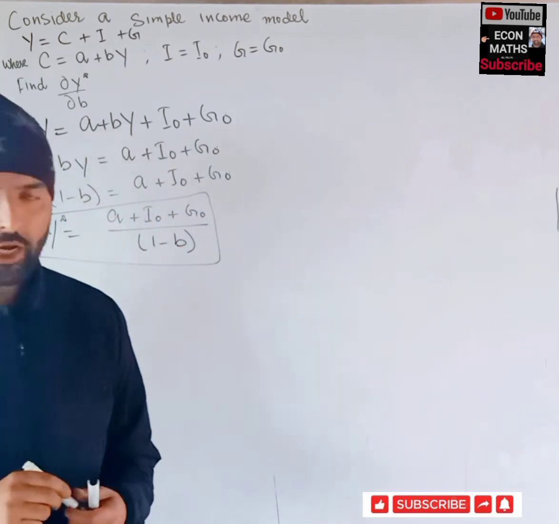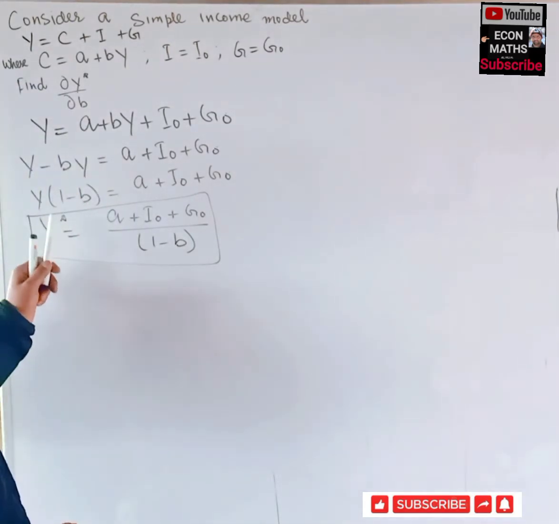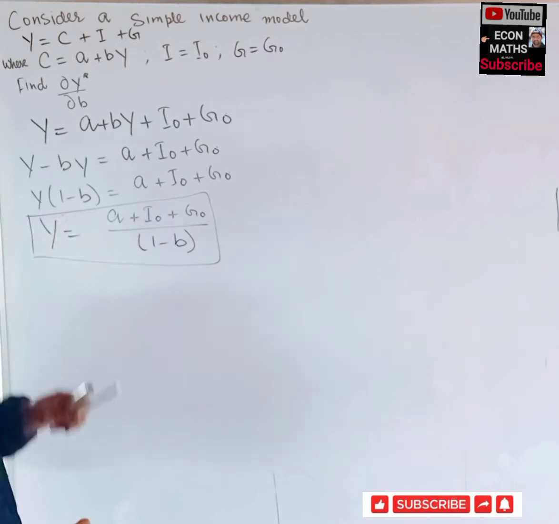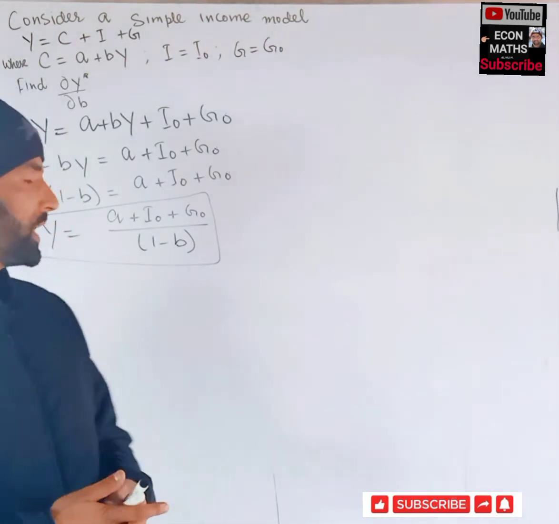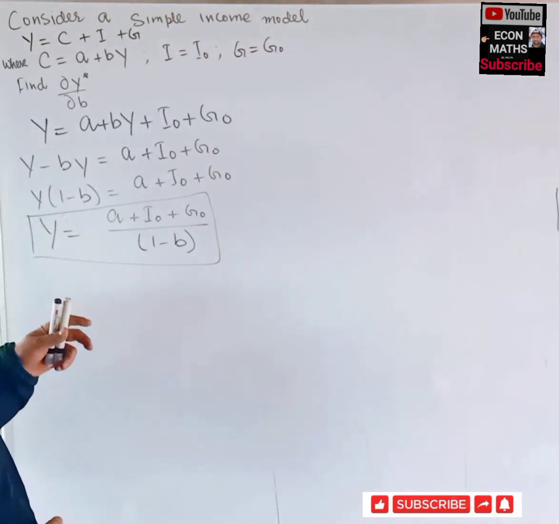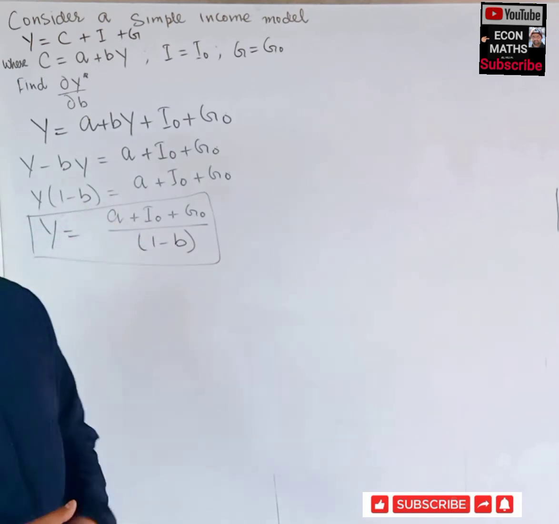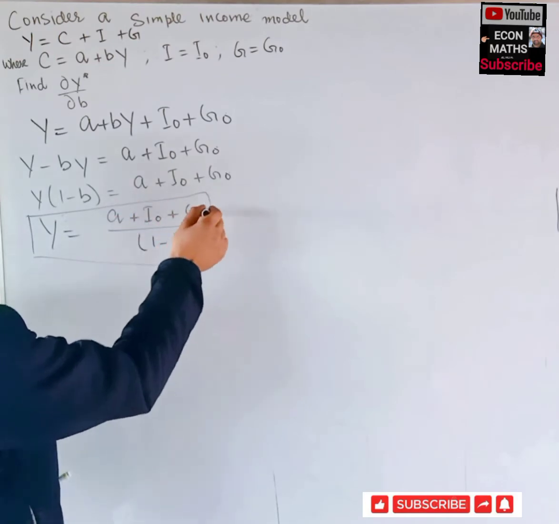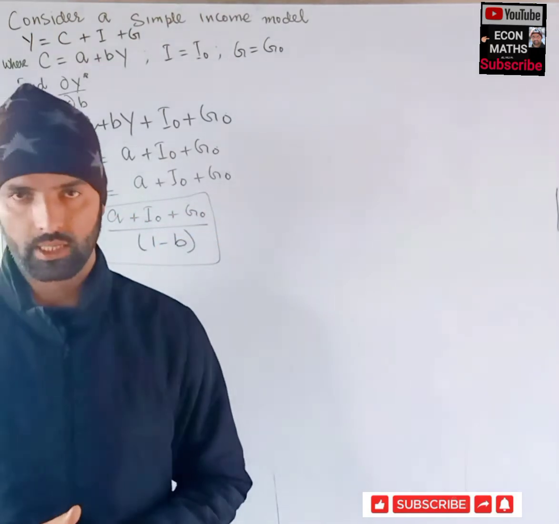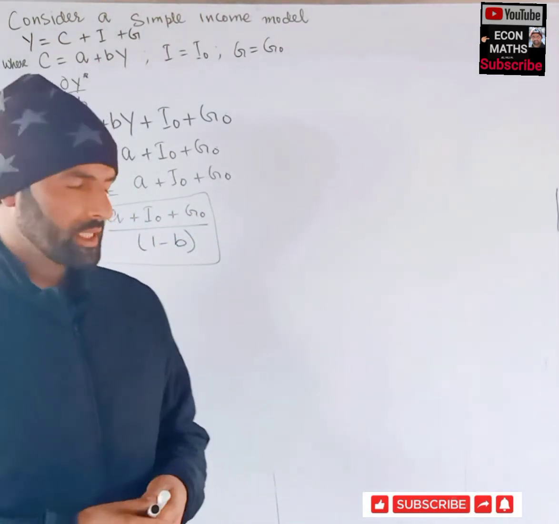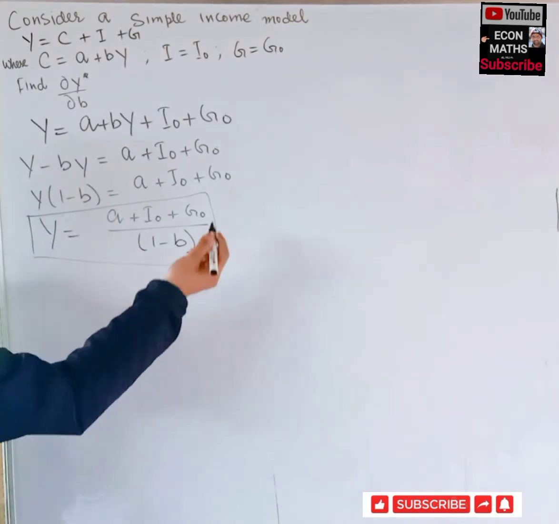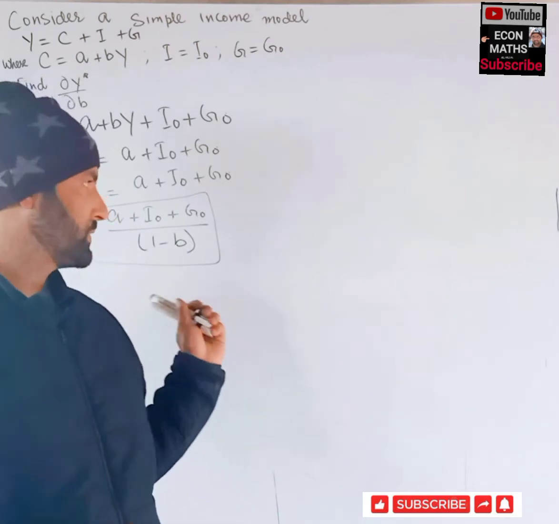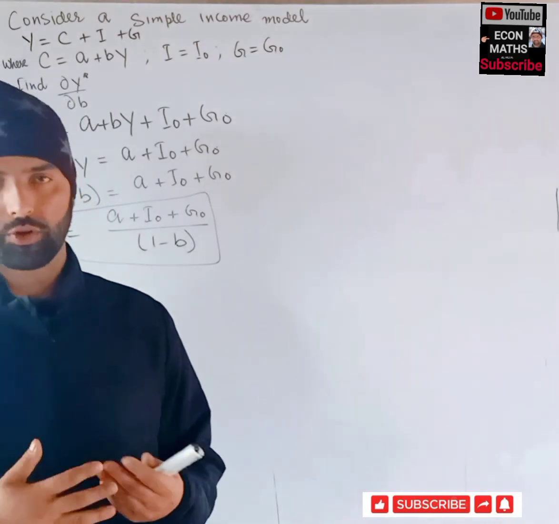Now we have to see the effect of change in b on the total production. That is, we have to see the change in the total production with respect to change in the marginal propensity to consume, and these are held constant. These are the exogenous variables here, rather the fixed values. Then this means we have to differentiate this very relationship. So we will use the quotient rule of differentiation.